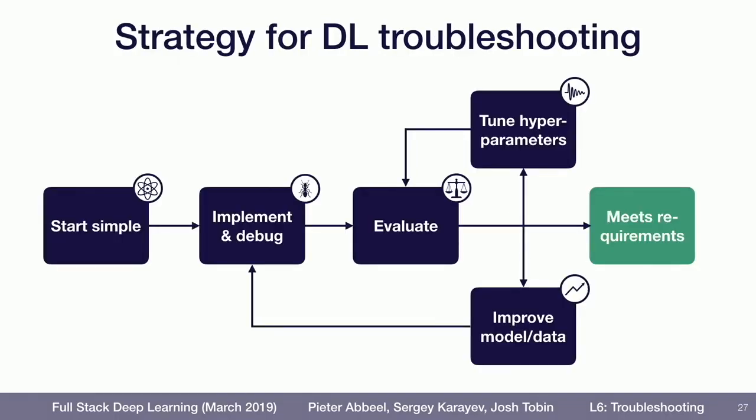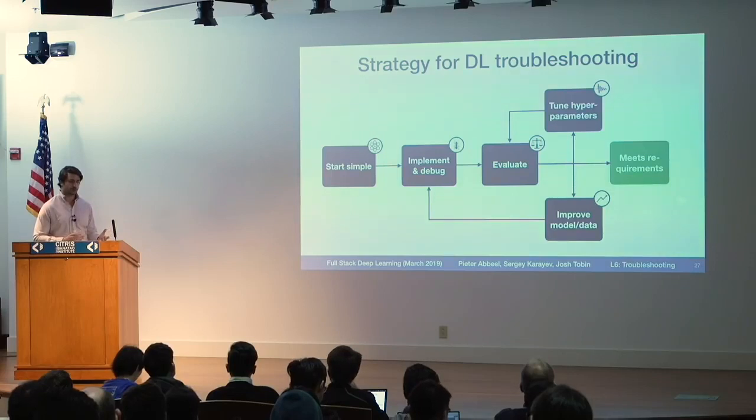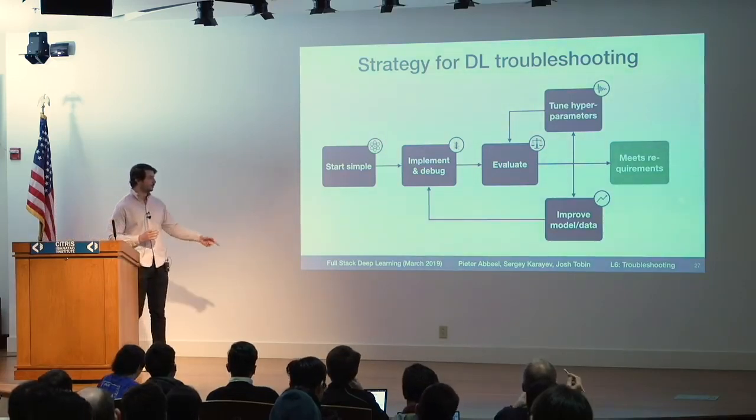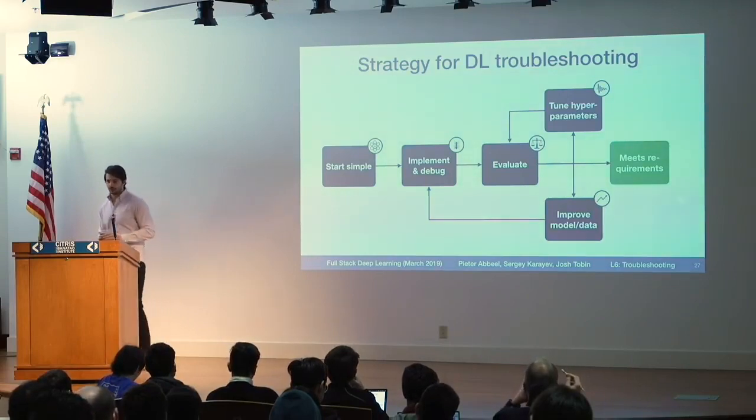And so the strategy that we're going to talk through today looks something like this. You start very simple, make the simplest possible choices, then you implement and debug those choices and evaluate their performance. Once you've evaluated their performance, you reach a decision point. And from there, you can either decide to improve your model or improve your data set, or you can just tune hyperparameters. And then eventually, once you go through this loop enough times, hopefully you get to the point where you finally meet your requirements and you're done.